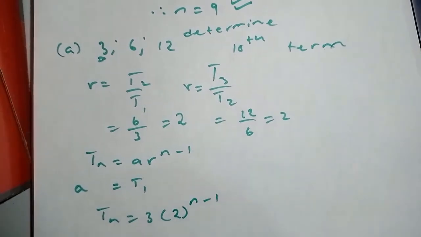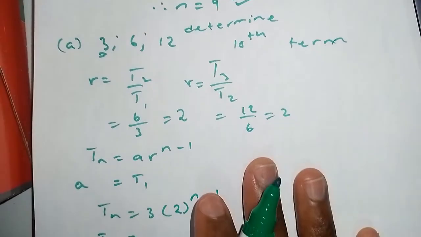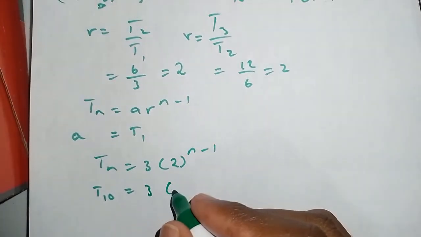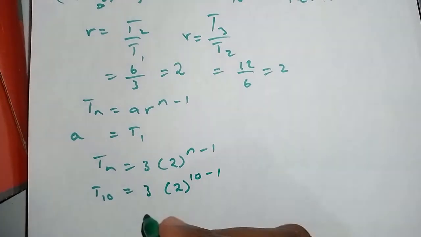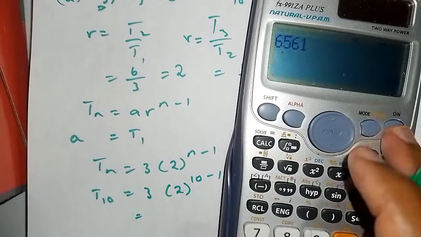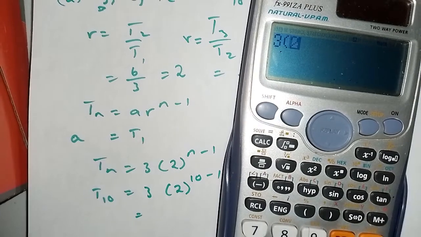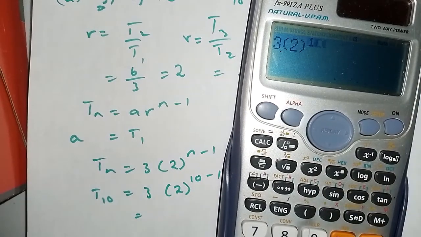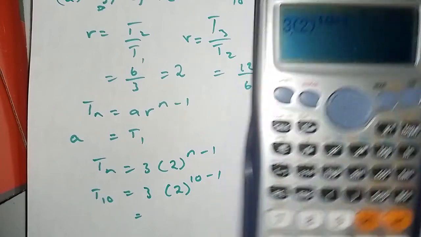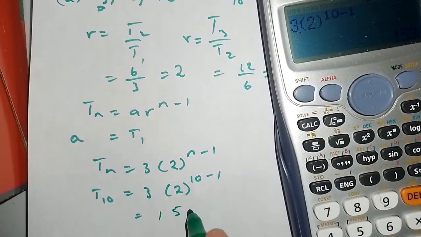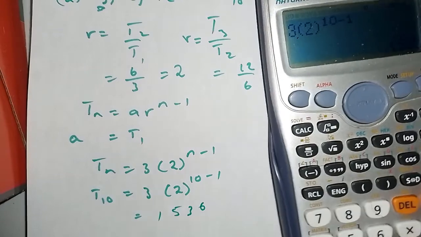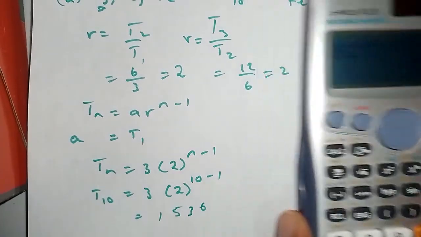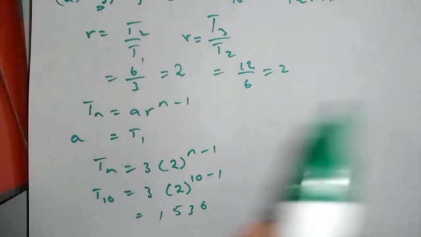Now I can just say T10 is 3 into 2 to the power 10 minus 1. Then I can get the value of T10. 3 into 2 to the power 10 minus 1. There, I have 1536. That is my T10.